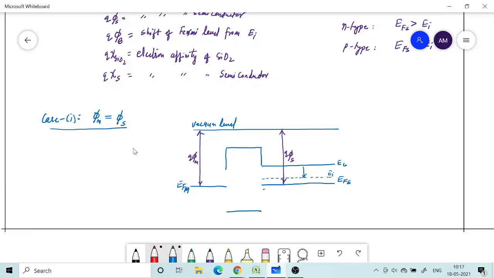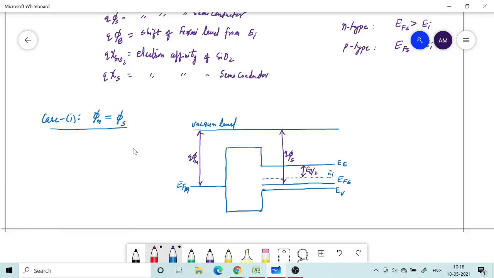This is my Eg by 2. So if I take one more Eg by 2 downward, I will reach the valence band. So EI is the middle of EC and EV. So this is my EV. It will come like this. This is how it is going to look.